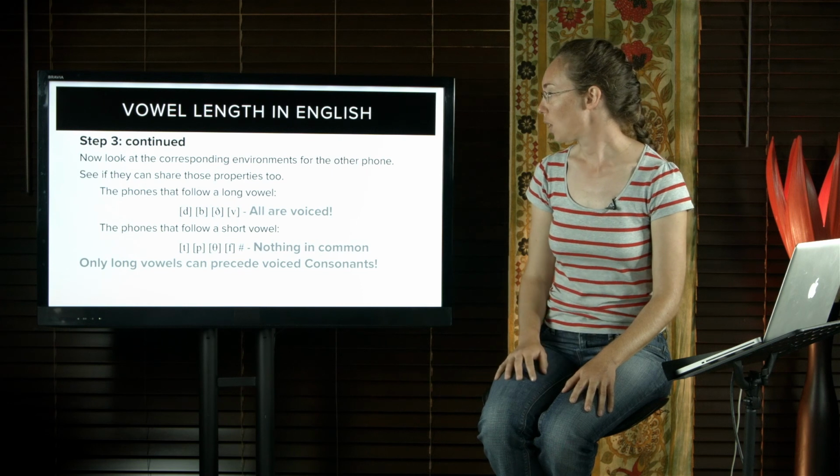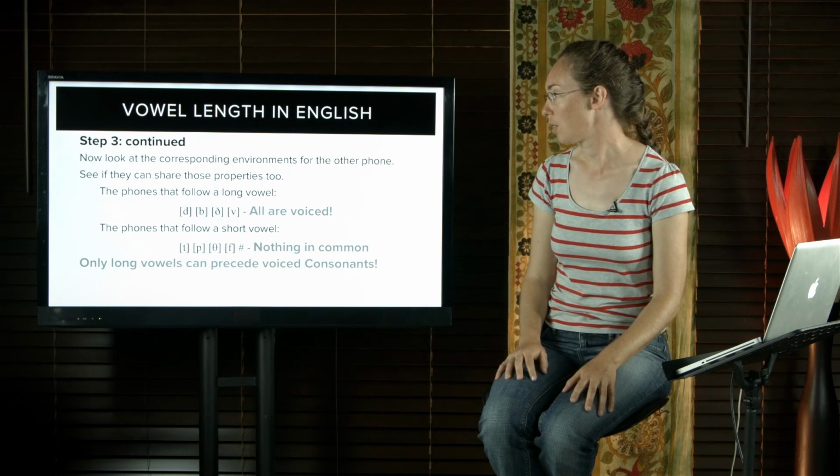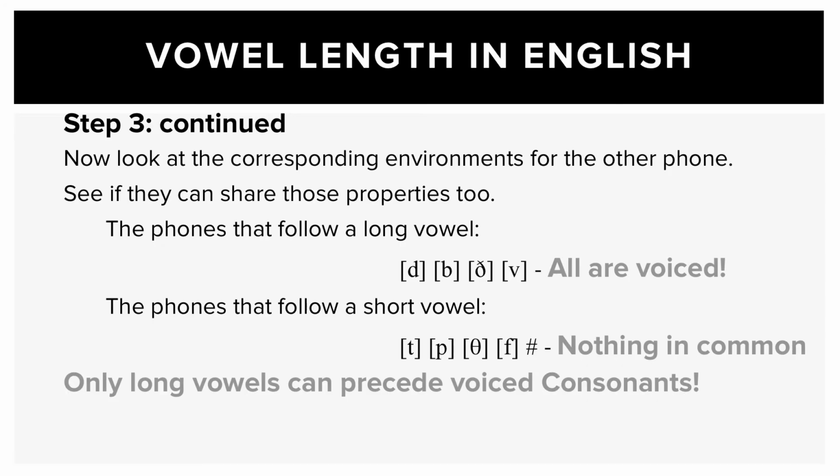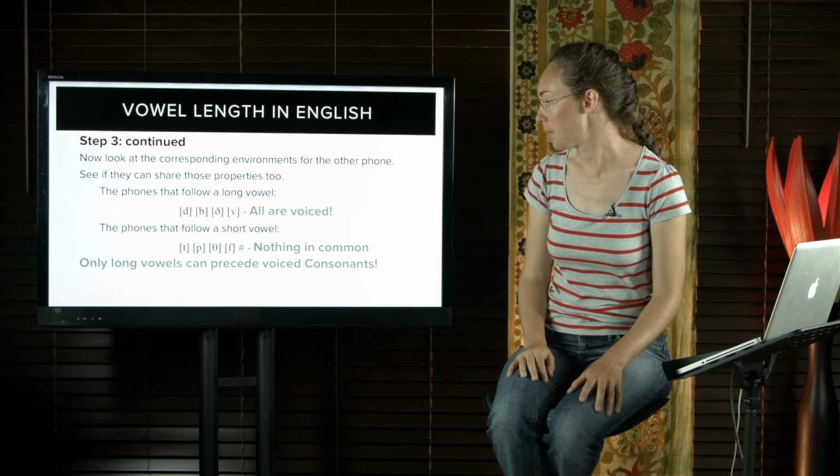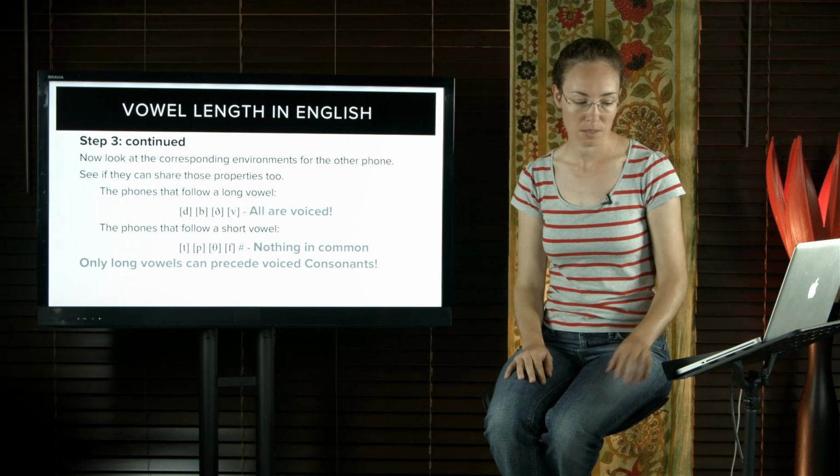So now look at the corresponding environments for the other phone. See if they can share those properties too. So the phones that follow a long vowel are all voiced, and the phones that follow a short vowel have nothing in common. So only long vowels can precede voiced consonants.